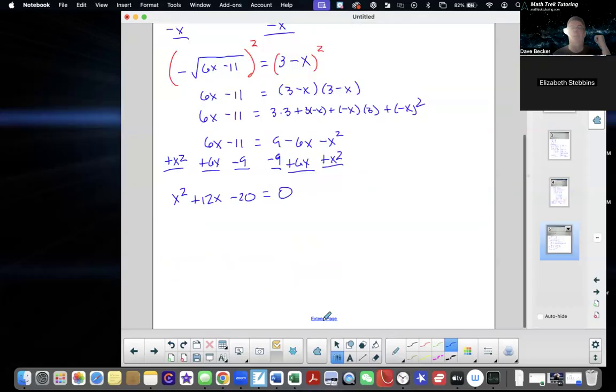All right, now what? Factor? Yeah. So it would be what adds to 20 but multiplies to 12? Yeah, it would be negative 20 though.